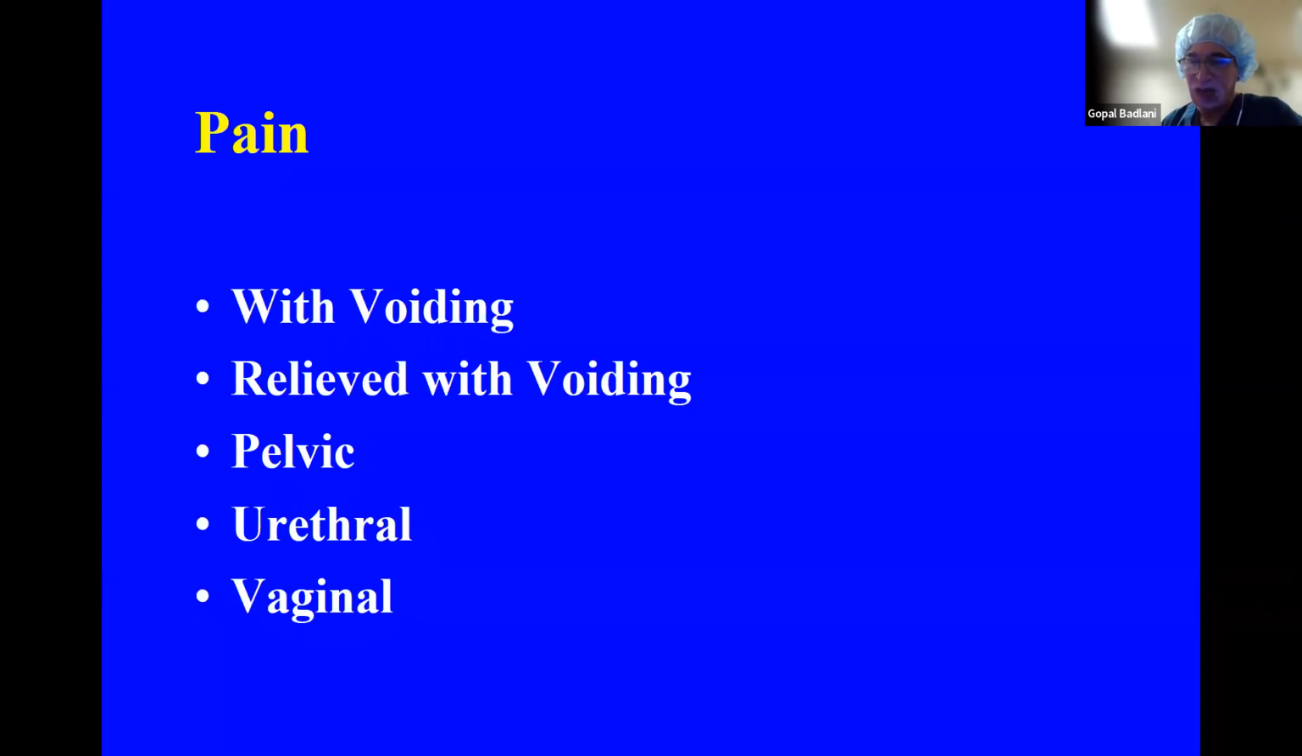Pain can be associated with voiding while urinating. That is called dysuria. That is, again, most commonly associated with urinary tract infection. Is the pain relieved with voiding? A suprapubic pain relieved with voiding is typical of interstitial cystitis, because the stretch of the bladder causes pain.